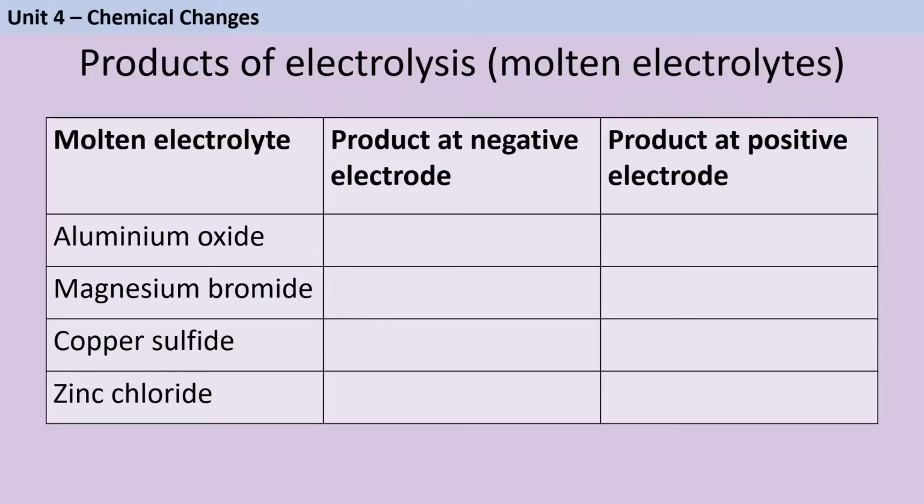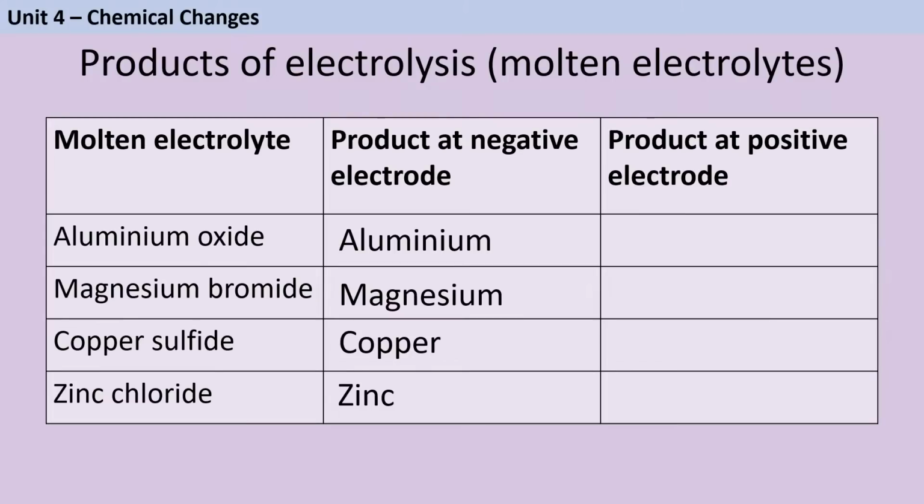The first word of the electrolyte, which is the name of the metal, is what is being produced at the negative electrode. So aluminium, magnesium, copper, zinc. Simple. Then slightly more complicated, at the positive electrode, the sort of surname of the electrolyte, the second word, that's what's going to be discharged, but that's not the same thing as the product that's being made. So oxide gets discharged, but we can't make oxide. What we make is oxygen.